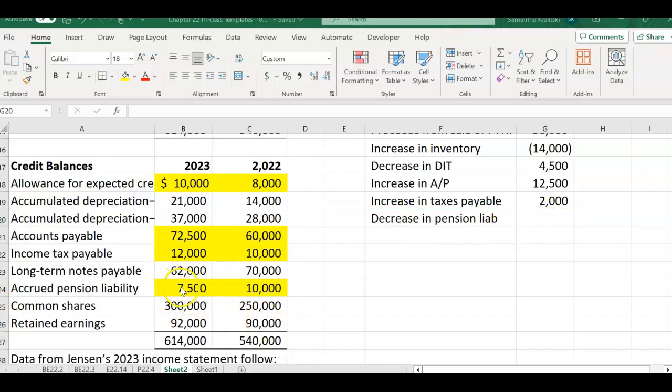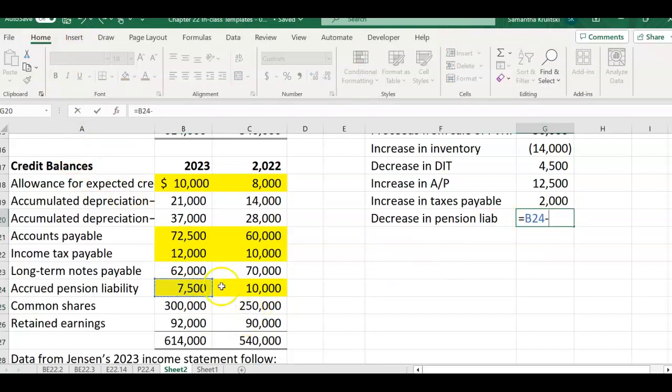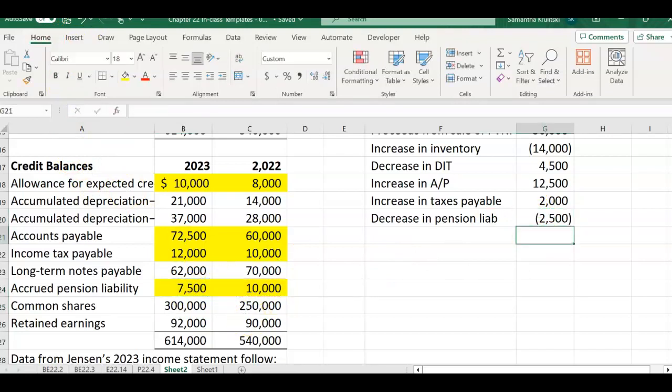And I'm going to add the current year, subtract, oops, that didn't quite work in the way I was planning. I am going to add the current year, subtract the prior year here. Okay, and when I look through here, I know accumulated depreciation and equipment, PP&E, investing, long-term notes payable, going to be a financing activity. Common shares, retained earnings, going to be a financing activity.